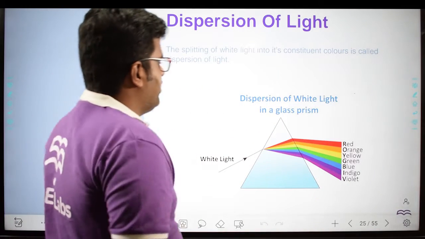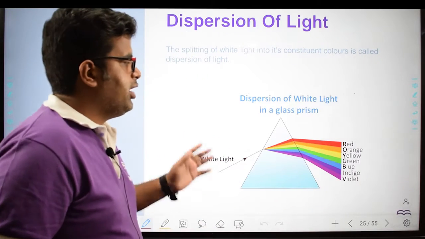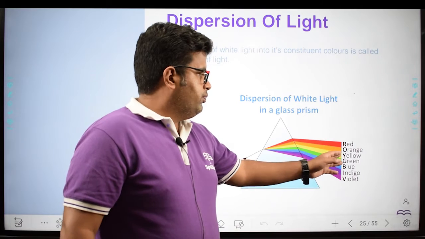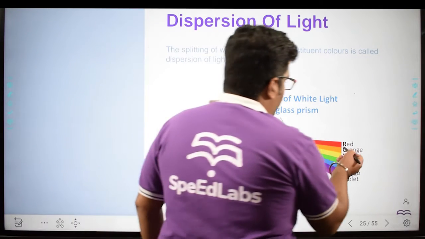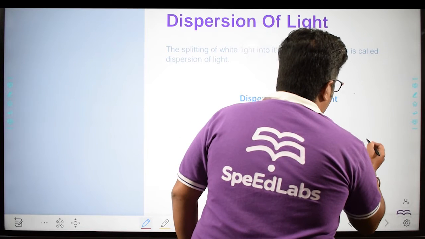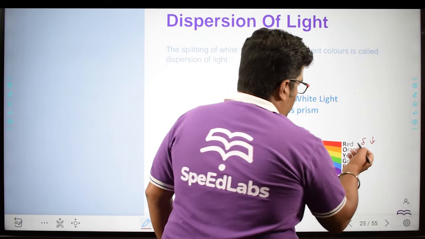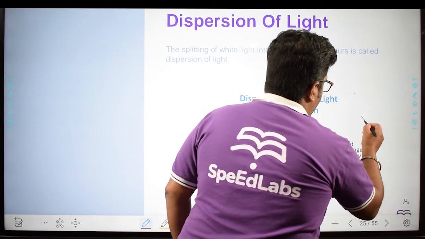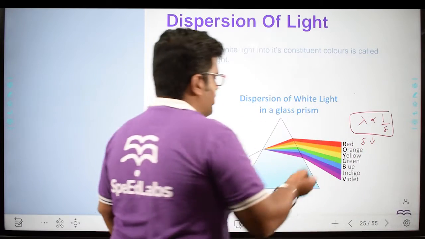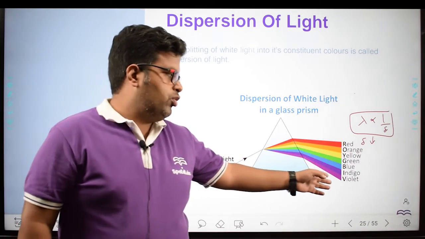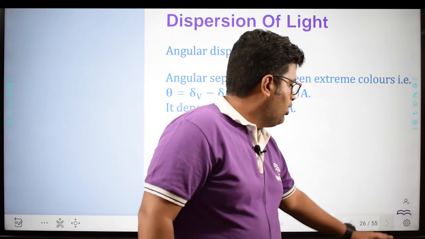Suppose this is a white light and this has been incident through a glass prism. You can see that it is split into 7 colors, that is red, orange, yellow, green, blue, indigo, violet, that is VIBGYOR. Now you can see over here the red light is deviating less, so its deviation is going to be minimum, because its wavelength is maximum. So from here we can conclude that wavelength is inversely proportional to deviation, and the light which is deviating most is violet light. So that's what we were talking about, dispersion of white light.